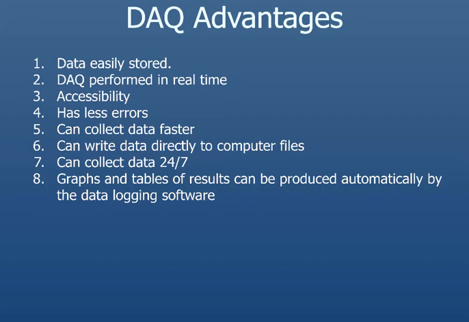Another advantage is accessibility. Data logging devices can be sent to places that humans cannot easily get to. For example, the planet Mars, think Perseverance rover, or to the bottom of a volcano. DAQs also have fewer errors than humans. Humans typically get tired, they write things down backwards, etc. It can also collect data faster. It can write data directly to computer files, and it can collect data 24/7. And lastly, graphs and tables of results can be produced automatically by the data logging software.